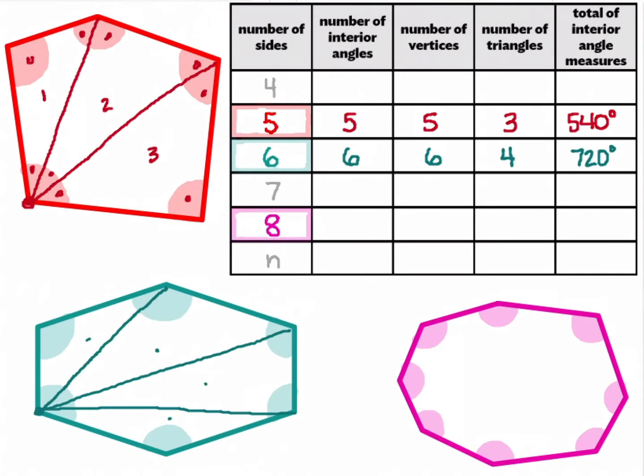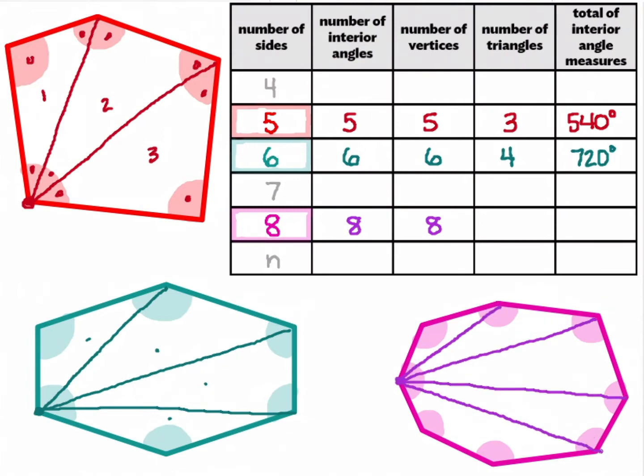And here's an octagon. Maybe you can predict. I know that there's 8 interior angles, 8 vertices, and if I pick one of them and start making triangles, how many triangles can I make? 1, 2, 3, 4, 5, 6. Do you see the pattern? And 6 triangles at 180 degrees each would make a total of 1,440 degrees total for all 8 of those angles added together. I'm sure you see the pattern for number of interior angles and number of vertices.